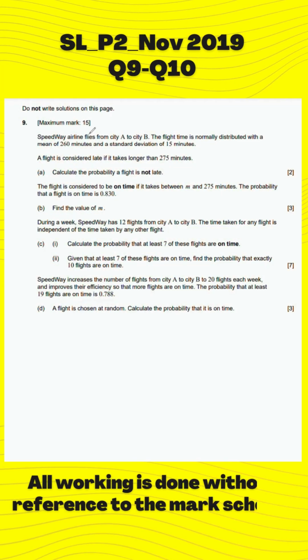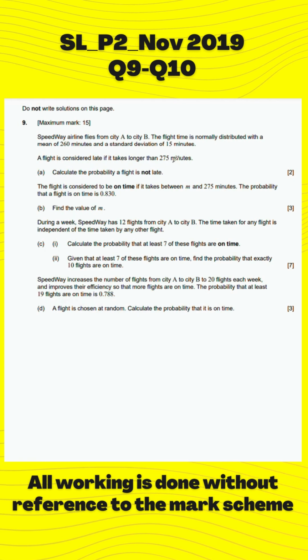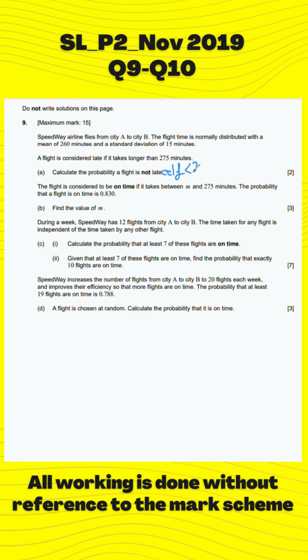Dr. Ti: Maths is easy. Calculate the probability that it's not late. So that means less than 275, so the CDF less than 275. The mean is 260 and the standard deviation is 15. So it's nearly 0.841. Okay, on time: if between M and 275, the probability that it's on time is 0.83.